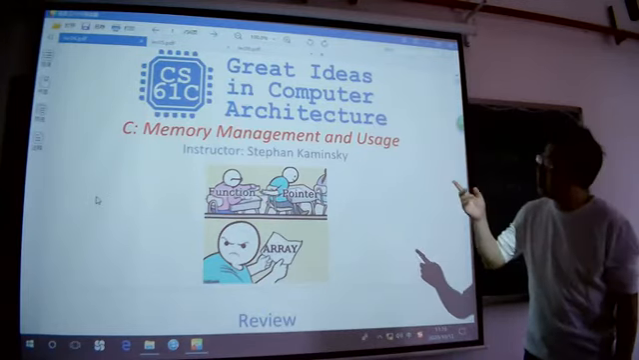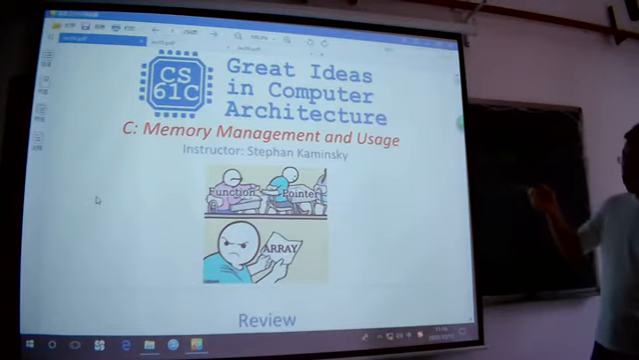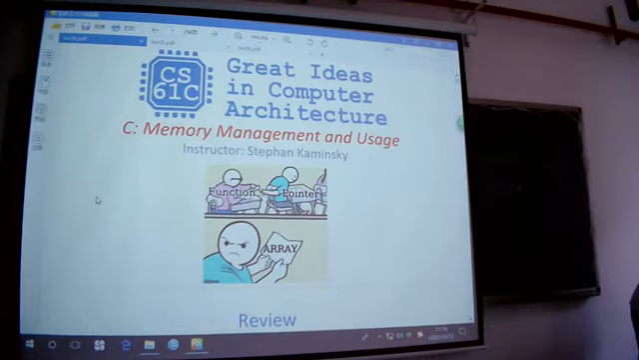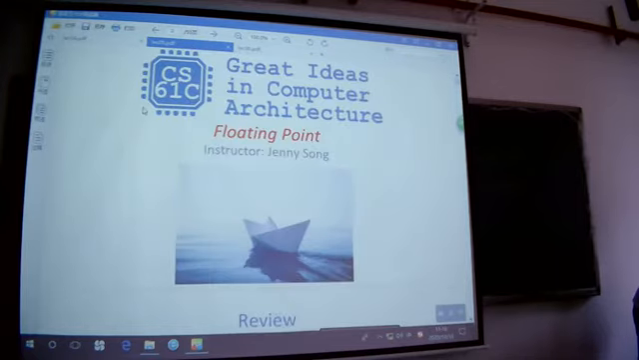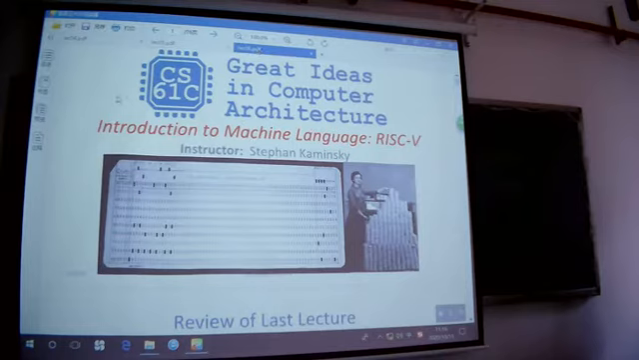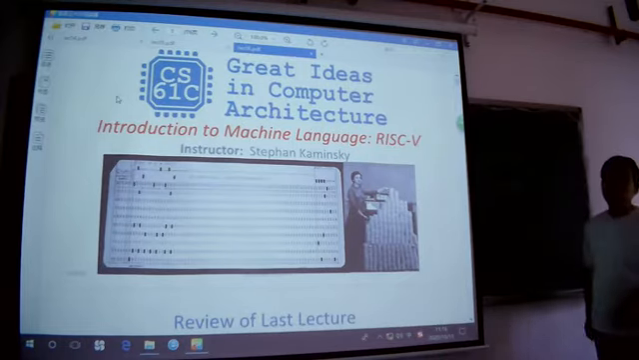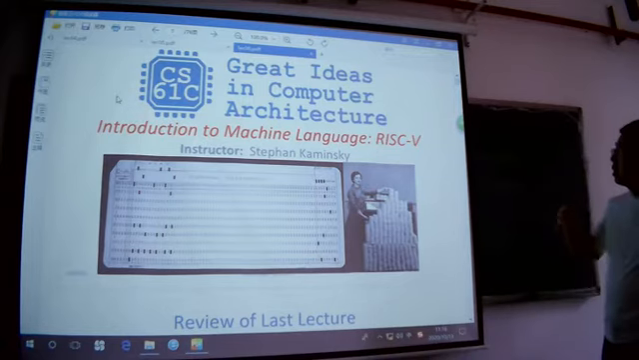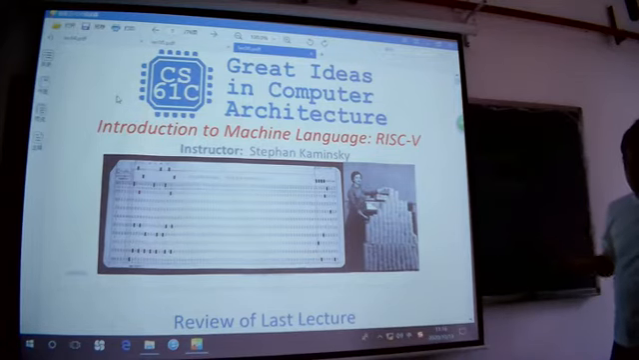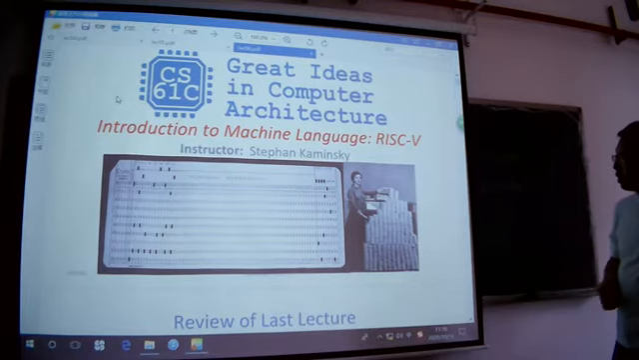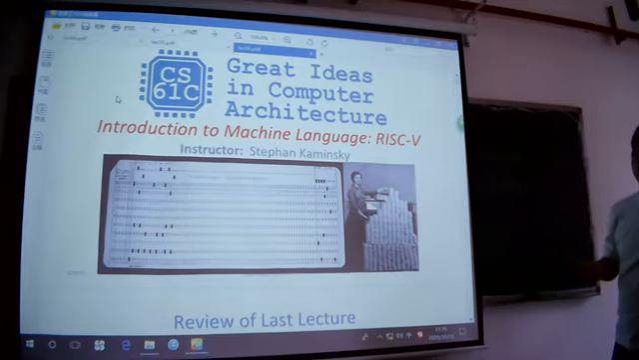In the Lecture 4 PDF, he shows memory management and usage. In Lecture 5, he shows floating point. In Lecture 6, we can find the instruction to machine language. He shows the symbol of RISC-V. The RISC-V is a very, very important symbol in machine language. But we can't see or understand the machine language.